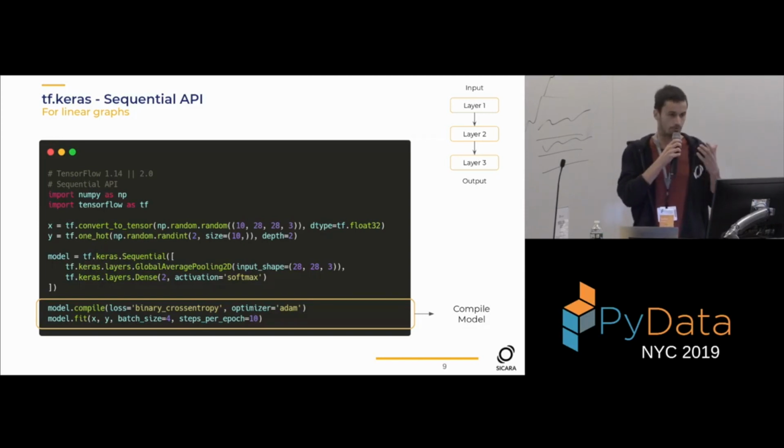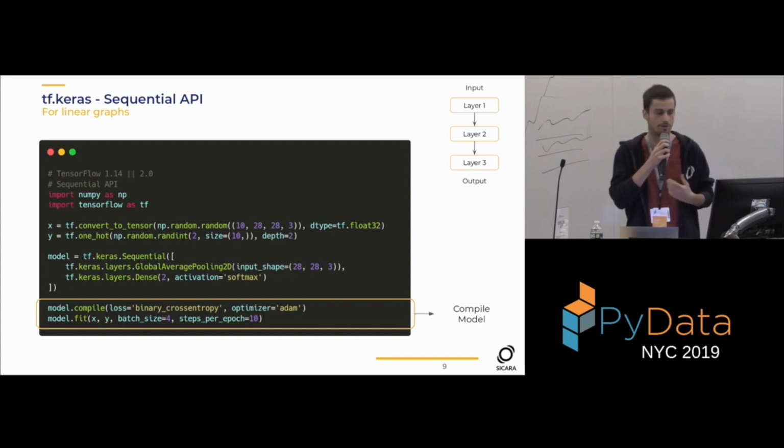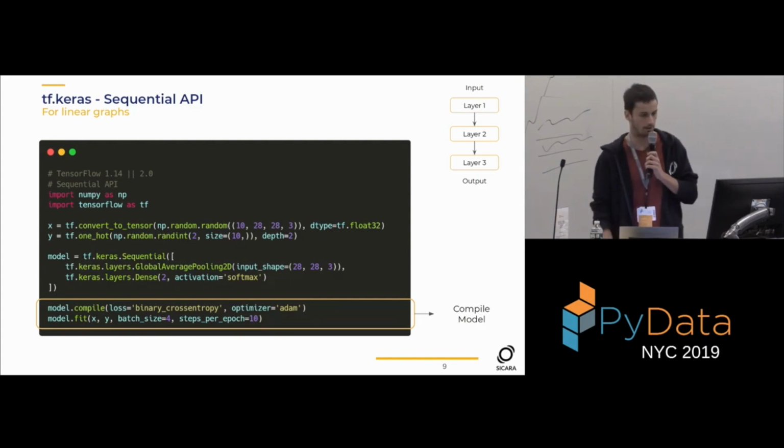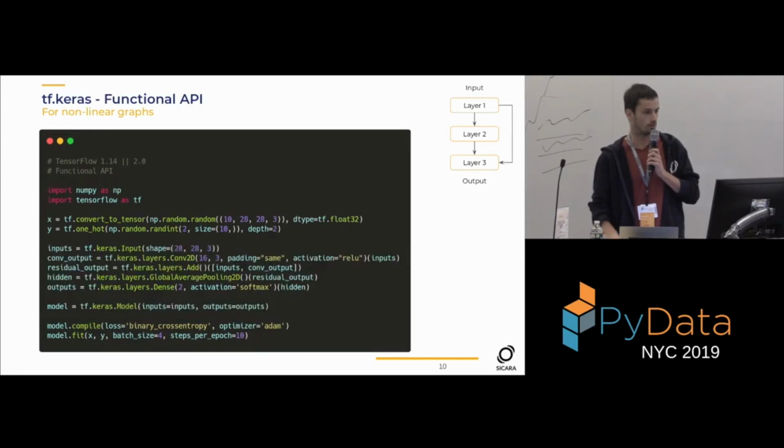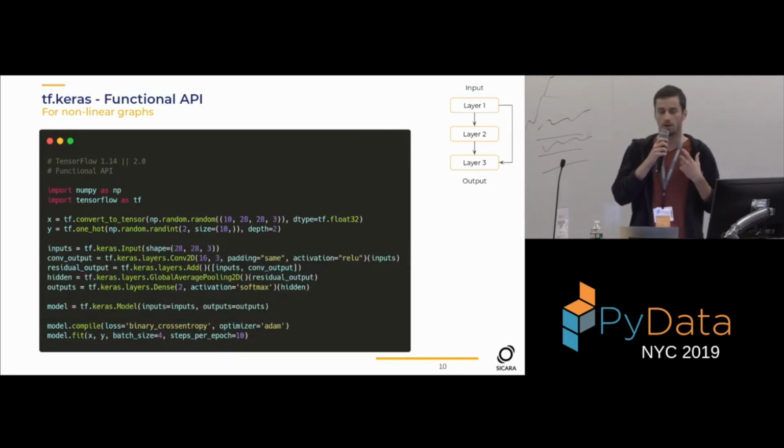The kind of graph of models you create is in the top right corner. It's purely linear graphs. The output of the first layer is the input to the second layer, and you can't have more subtle architectures than that with this API. So there is the functional API that allows us to go with different architectures, for example to implement residual connections.